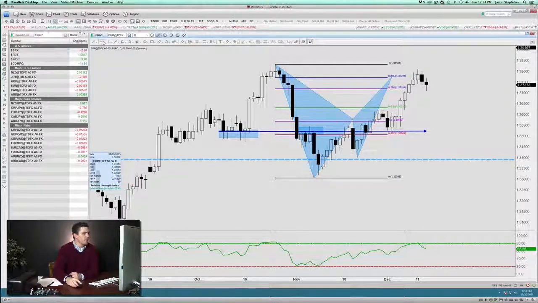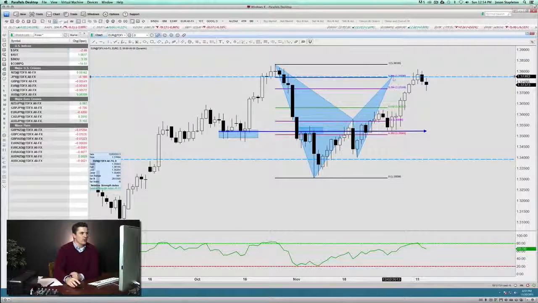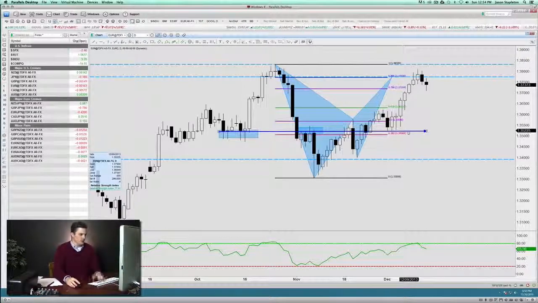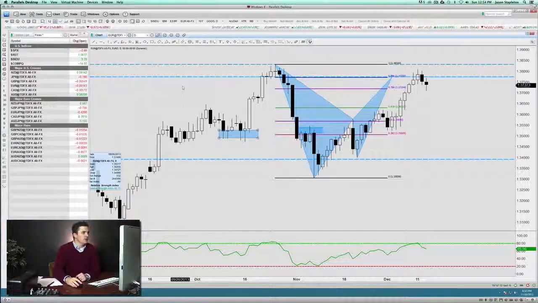And remember, on these bat patterns, what we're looking for is that 886 completion. We're looking for the market to reverse somewhere between the previous high and the 886. And as you can see, we ran right up into that 886. Market went just a hair higher than that and now has pulled back off of it. Now the question is, are we going to get down to our initial targets? Our initial targets here are going to come in at the 382 retracement.